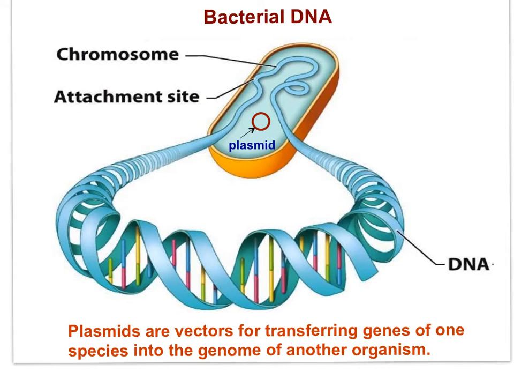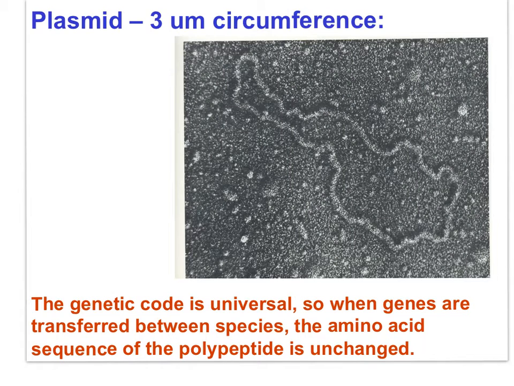From your earlier study, you should remember that the genetic constitution of bacterial cells includes one large circular chromosome and numerous plasmids. Plasmids are small circular rings of DNA that have become an important tool in biotechnology. Plasmids are used as vectors in the creation of transgenic organisms. This is a micrograph of a plasmid.